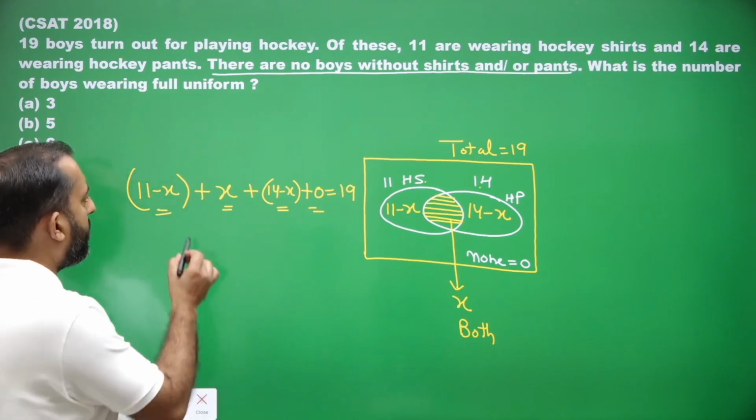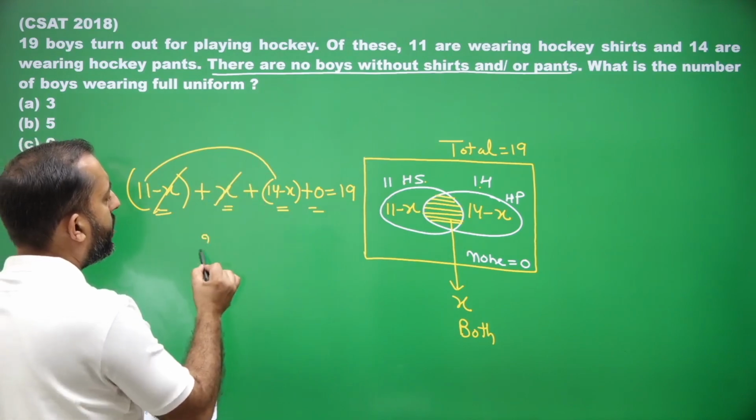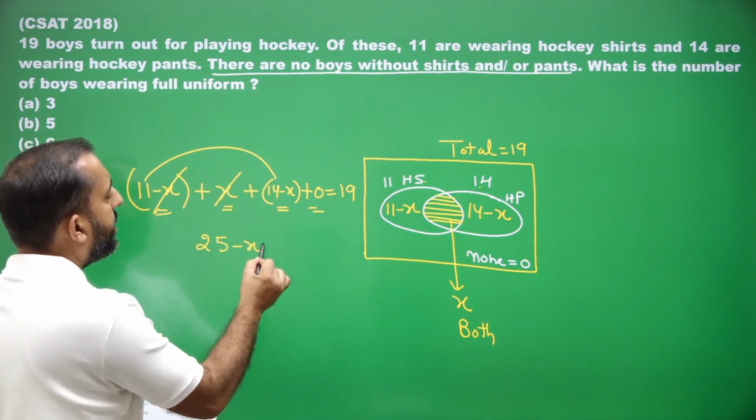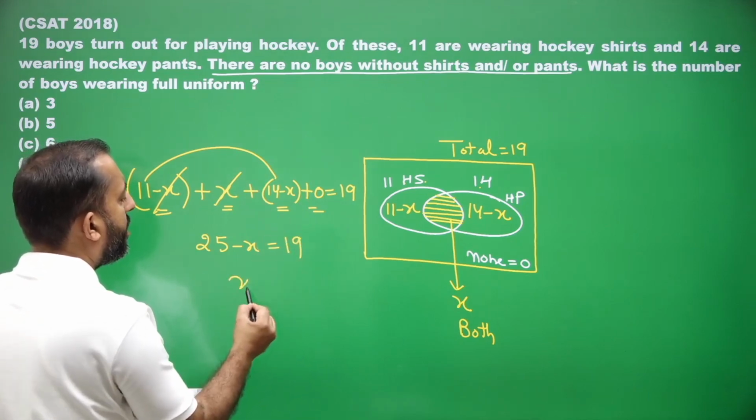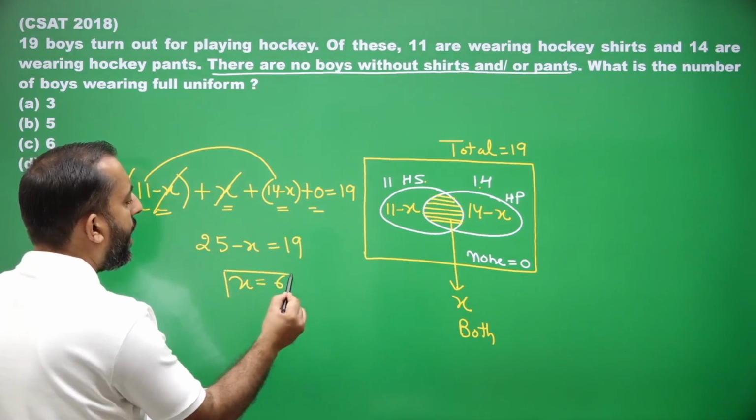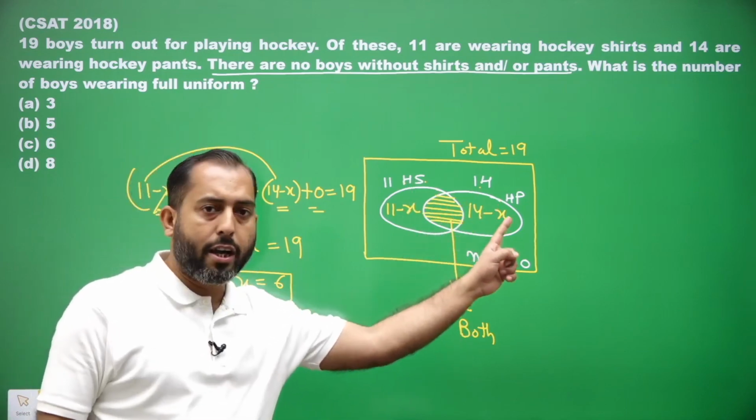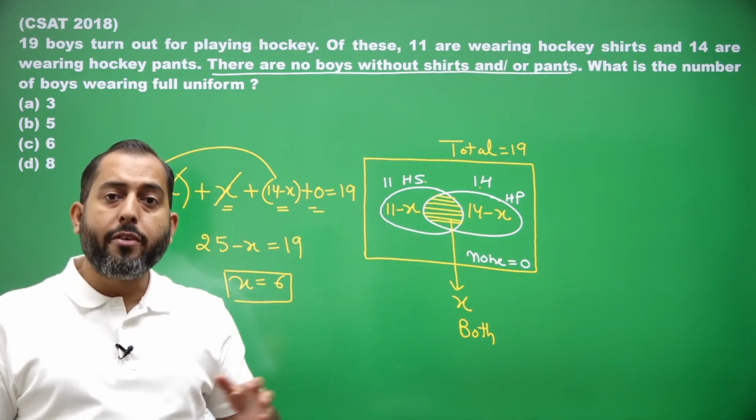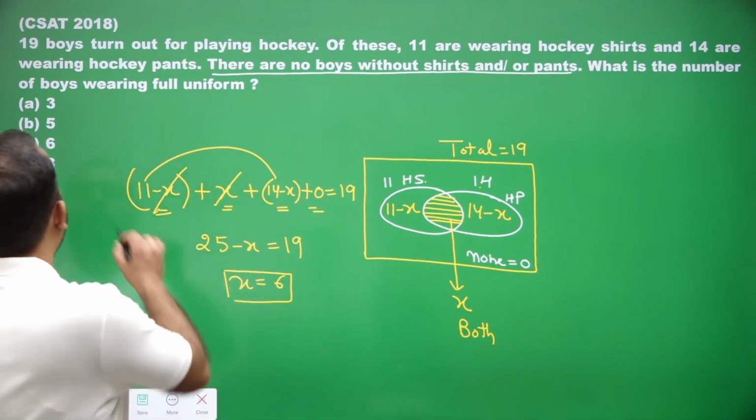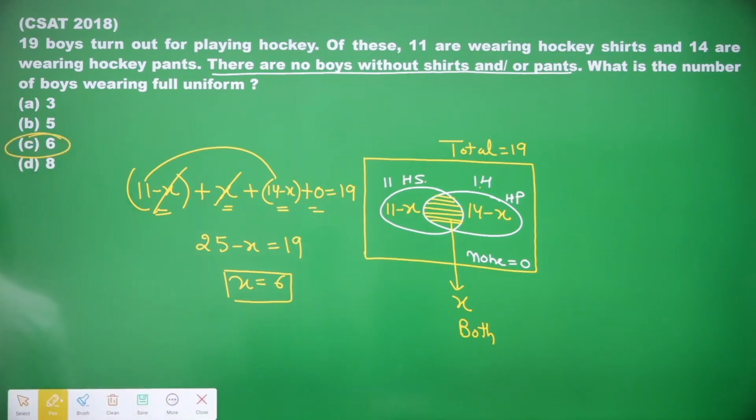Now let's solve this. So this X got cancelled out. 11 plus 14 is 25. So 25 minus X is 19. And if we solve this further, X comes out to be equal to 6. So X is the count of those boys who are wearing both hockey shirt and hockey pant, which means X is the count of those boys who are wearing full uniform. Hence, answer of this question is option C. Kindly make a note of it.